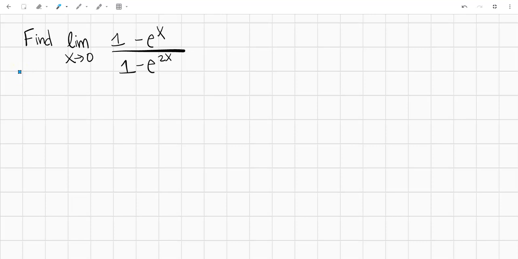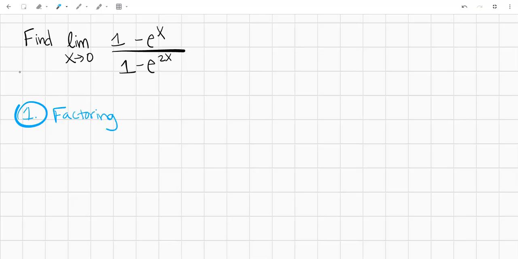In this video, we will look at a limit question and how we can simplify limits. In this example, we have the limit as x approaches 0 of (1 minus e to the x) divided by (1 minus e to the 2x). There are actually two ways you can solve this limit. The first way is by factoring.